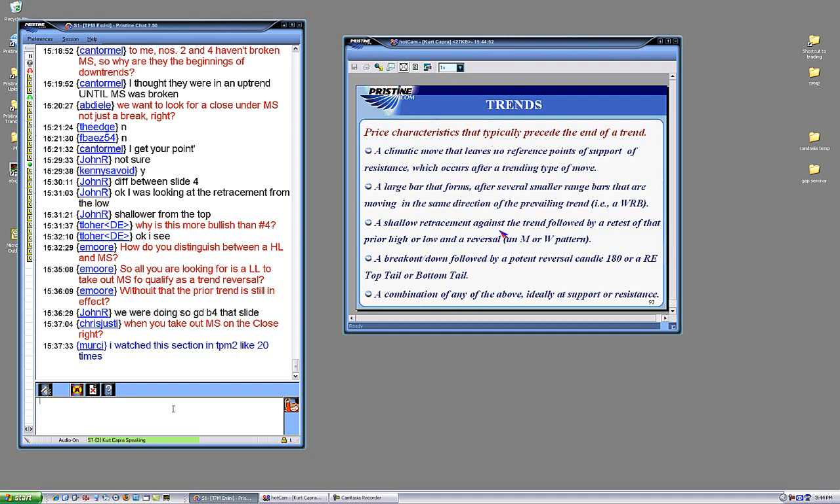A shallow retracement against the trend followed by a retest of that prior high or low and reversal. This is our M or W pattern. A breakout or breakdown followed by a potent reversal candle, 180, or range expansion, bottoming tail, topping tail. And any combination of the above, ideally at support or resistance, also precedes the end of a move.